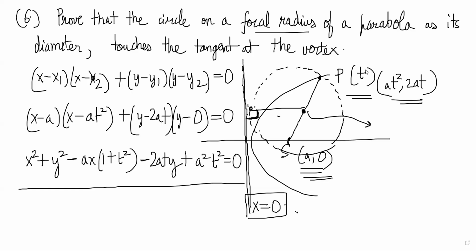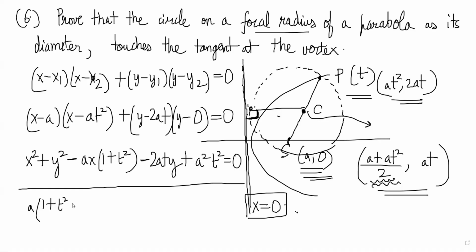So the center's coordinates we can easily find. It is the midpoint of PS. So it is going to be ((a + at²)/2, at). This is the coordinates of the center of the circle. Let's call it C. Now what is the length of the perpendicular from C to the y-axis? That is simply going to be its x coordinate, right? a(1 + t²)/2 is my length of the perpendicular. So I have to check whether a(1 + t²)/2 is equal to the radius of the circle or not. This length should be the radius of the circle.